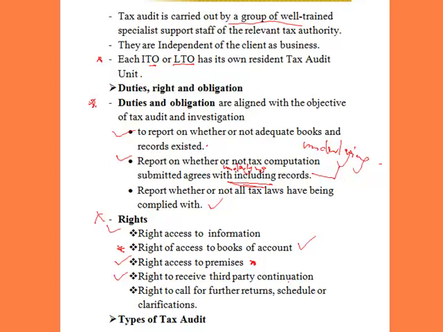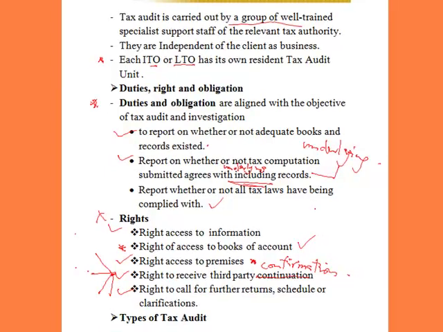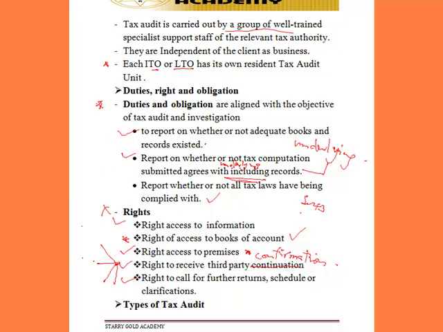4, right to receive third-party confirmation, especially when it concerns issues that seem not reliable from the taxpayer. For instance, bank balance and valuations and some other things. Okay, 5, right to call for further returns, schedules and clarifications. All these rights are embedded in the Act, Section 43 of CITA and Section 46 of PITA.